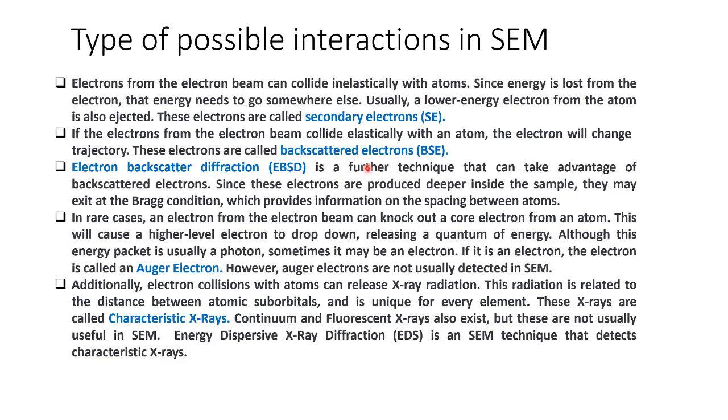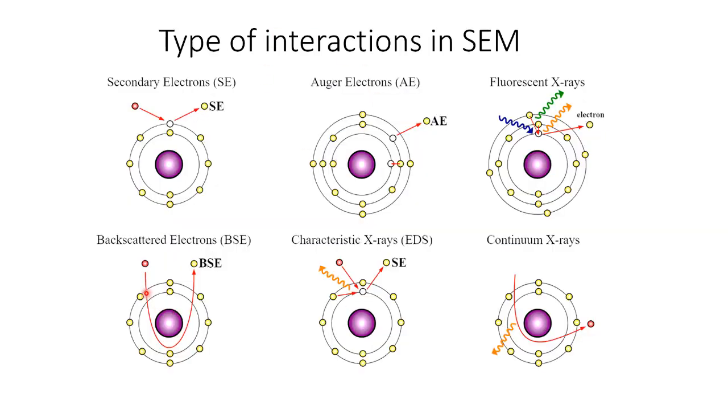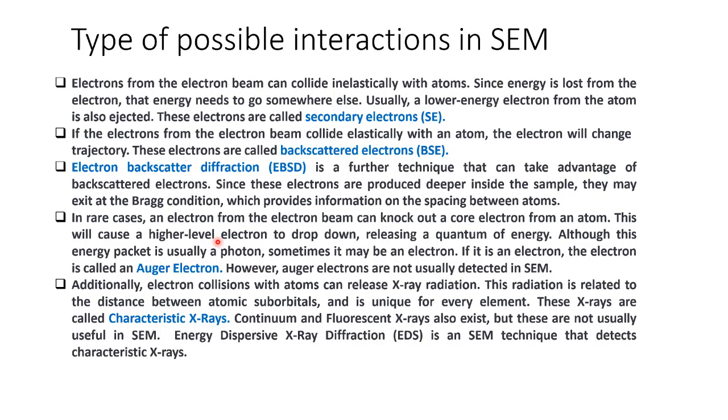Then we have the backscattered electron. It is not colliding with any electron or atom, but it is simply getting backscattered. This will also give information about the topography, but it will not give very good resolution. Then we have backscatter diffraction, which is like X-ray diffraction. That will provide information about the spacing between two atoms.